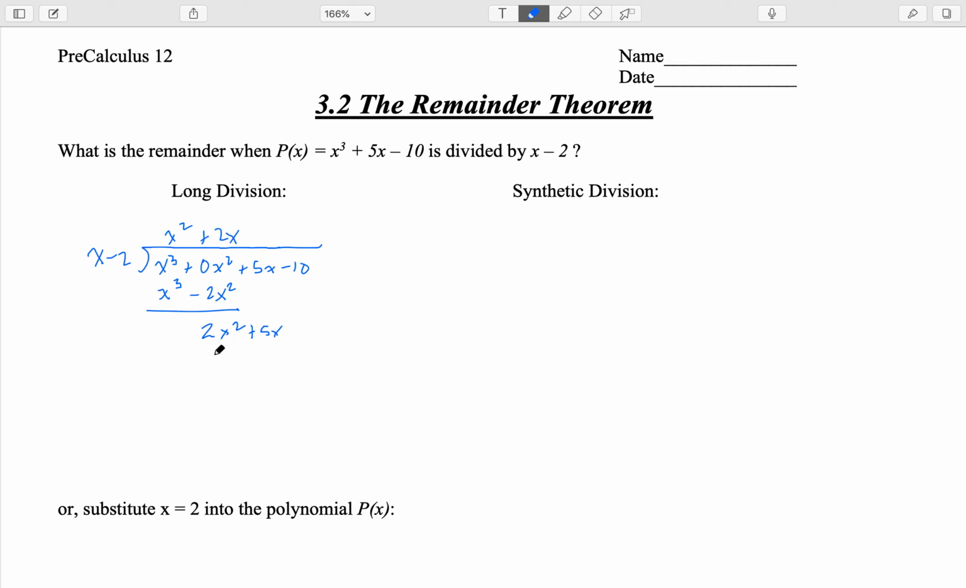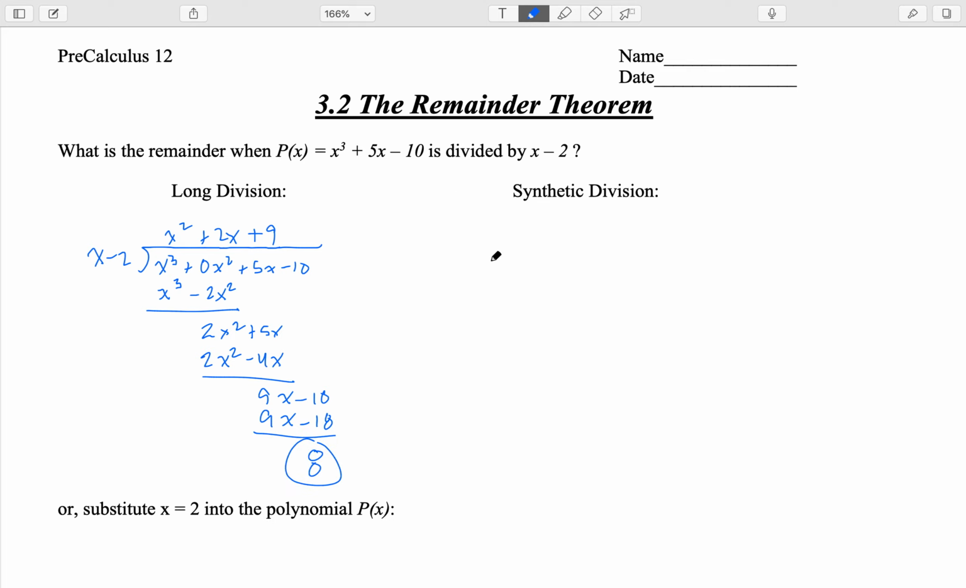sorry. So what do we get? So we get 2x squared minus 4x subtract. I'm going to get 9x minus 10. Last one's going to be plus 9, right? 9x minus 18, and when I subtract, I'm going to get positive 8.